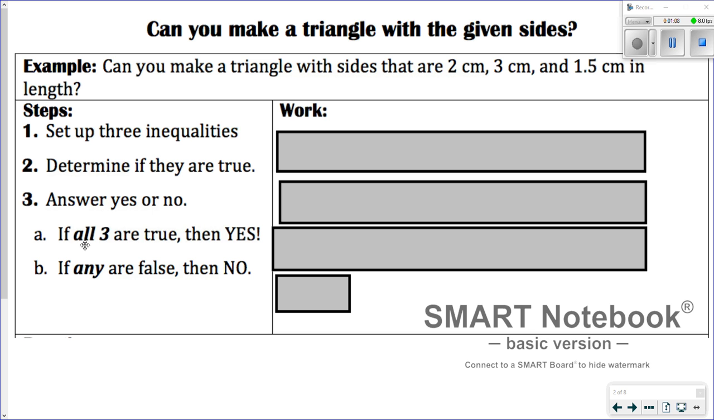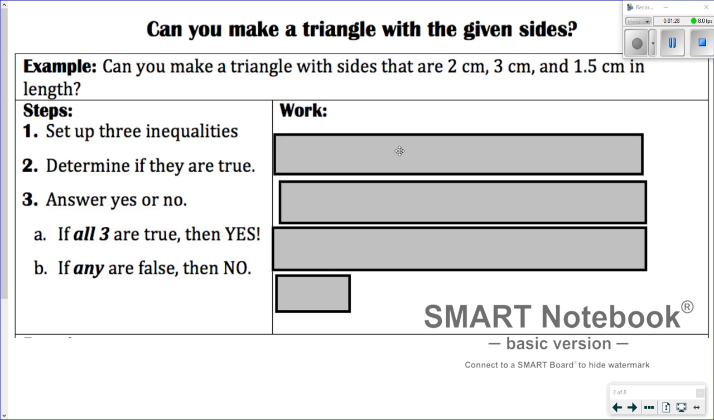If all your statements are true, then the lengths that they give you will give you a triangle. If any of them are false, at least one of them is false, then no, you cannot make a triangle out of the lengths that they give you.